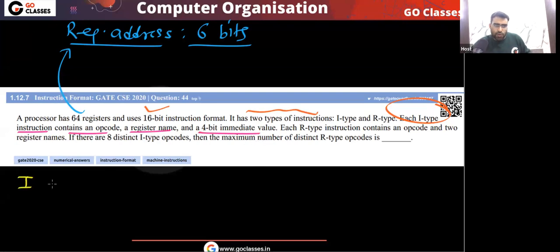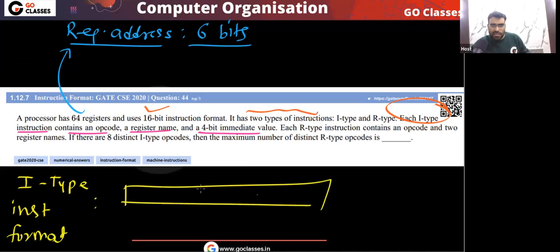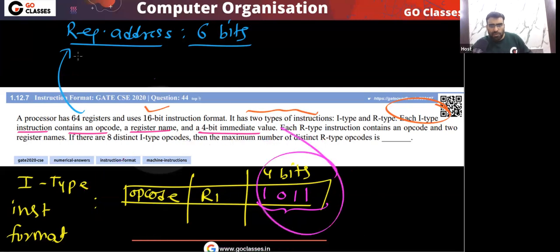Okay, so remember, if you look at the I type instruction format, it is something like this. There is an opcode, then there is a register name, maybe R1. Then you have a 4-bit immediate value, which means there are 4 bits for some value within the instruction.